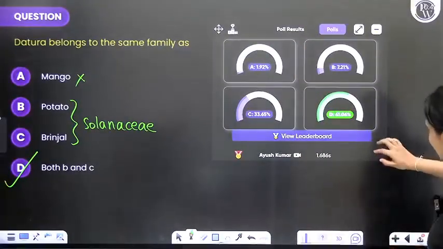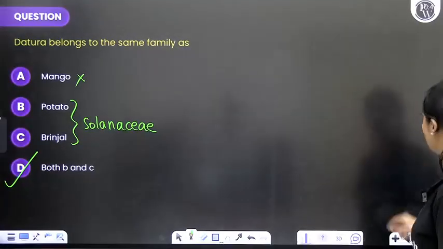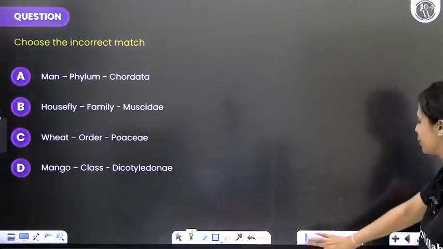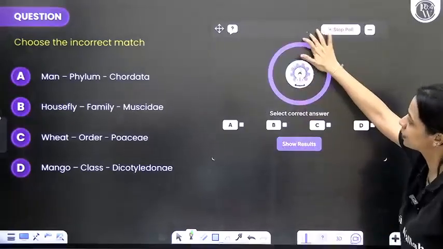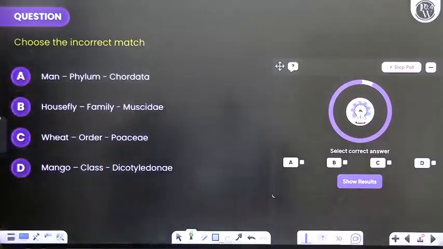Not bad. There is some improvement, 61%. Ayush, Rohit, Navya, top 3. Rohit, are you the Rohit from last year's 50-day NEET challenge? Okay, so this is the new guy Rohit.